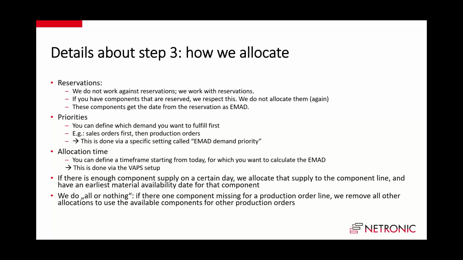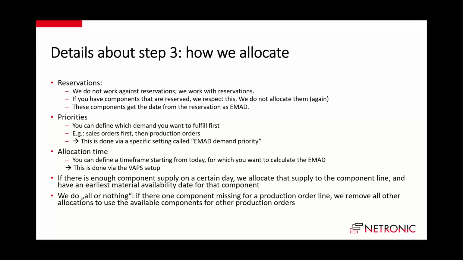Then there is what is called the allocation time or the allocation time frame, and this is what I also mentioned. You can define a time frame starting from today for which you want to calculate the EMAT, and this is done via the VAPS setup. We always, of course, recommend to have this in sync with your scheduling time frame. So if you always schedule the next 4 months, it would make sense to also calculate the EMAT for the next 4 months, and not only for the next 1 month, but also not for the next 12 months. It is recommended to keep your typical scheduling period, which you define when you create a simulation, and the EMAT timeframe in sync.